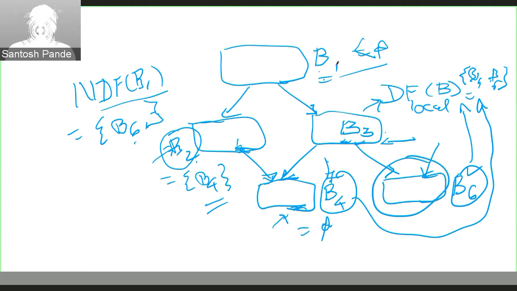Now, how about the local dominance frontier of B1? We already calculated that by going to its successors and finding out if they are to be included or not based on their characteristics. So each one of them was dominated by this B1, so that was null. And so the only dominance frontier of B1 here happens to be just this non-local one, which happens to be B6.